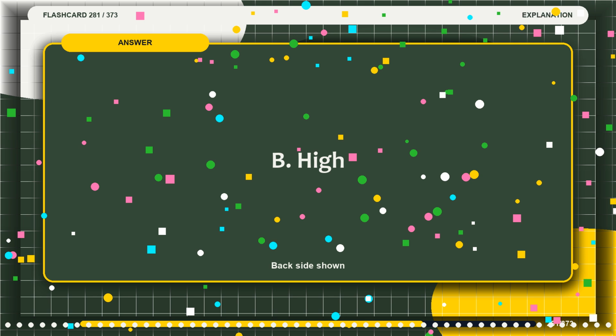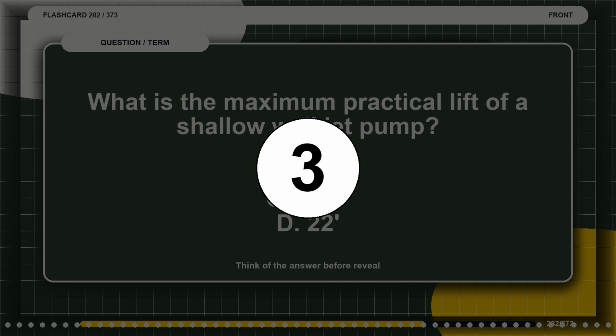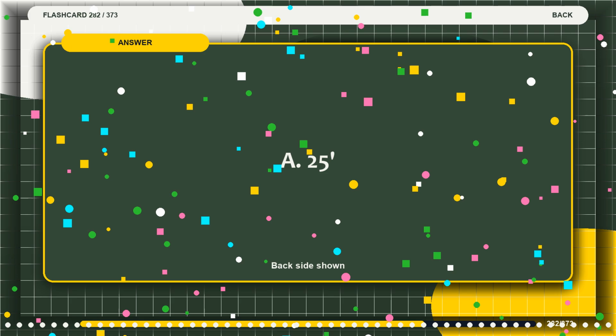Flashcard 282. What is the maximum practical lift of a shallow well jet pump? A. 25. B. 29. C. 33.9. D. 22. Think of the answer before the reveal. The answer is A. 25.